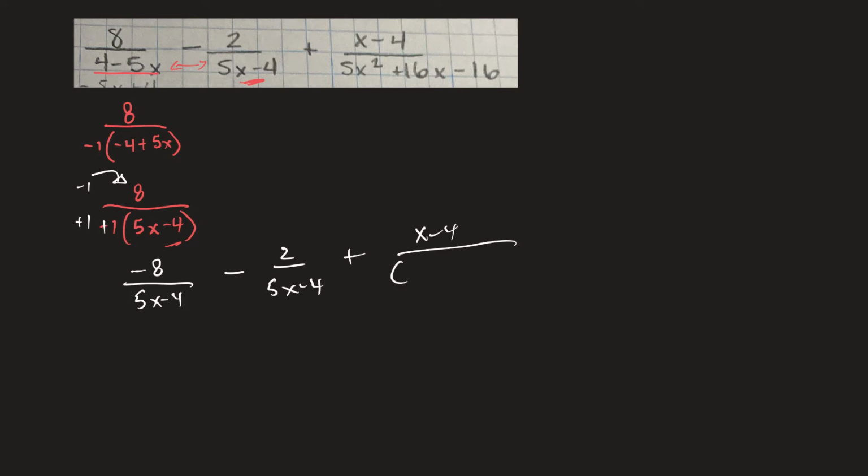I have to factor this one. So it's got to be 5x minus 4, right? And then what will this be? x, and it's got to be a plus 4, right? Let me see, 5x squared plus 20x minus 4x is 16x. Yeah, that's right. Okay, now I can do the common denominator thing.